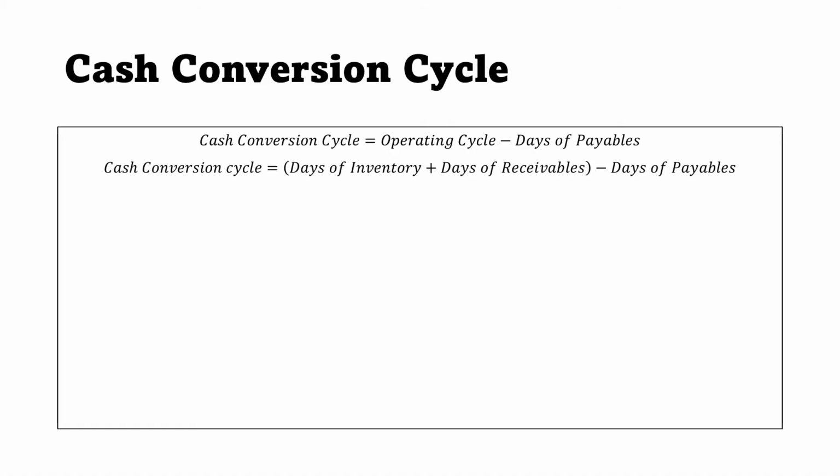The formula for cash conversion cycle is: cash conversion cycle is equal to operating cycle less days of payables, or cash conversion cycle is equal to the sum of days of inventory and days of receivables less days of payables. Now, let us compute the CCC of Fabulous. The days of inventory is 63 days, the days of receivables is 31 days, and the days of payables is 59 days. Now let us add the operating cycle, 63 plus 31 days minus 59 days, and that will be 35 days.